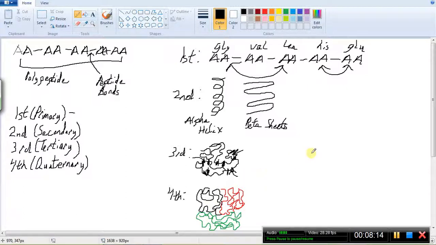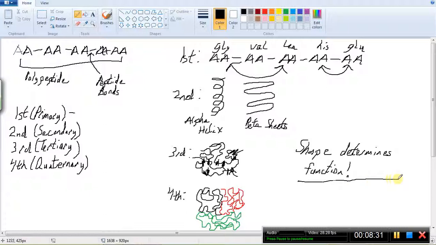And now one other big thing to remember about proteins, and you'll hear this all the time, is that shape determines function. Shape determines function when it comes to proteins. And that just means the protein's shape, how it folds like this, what shape it's in, determines the function that it has in your body.